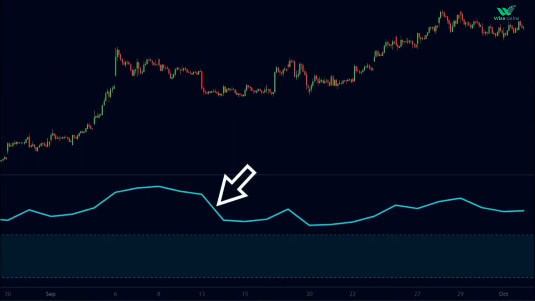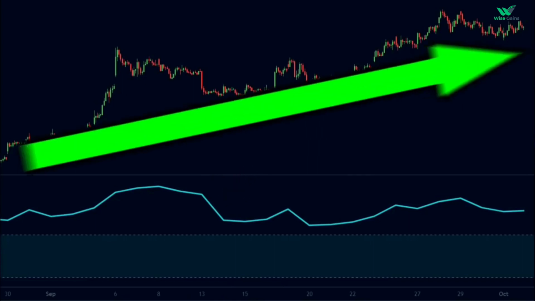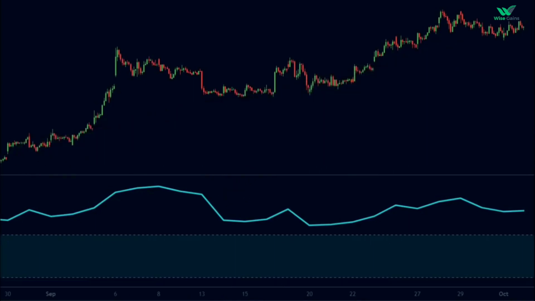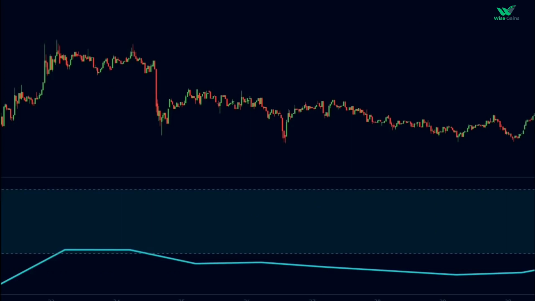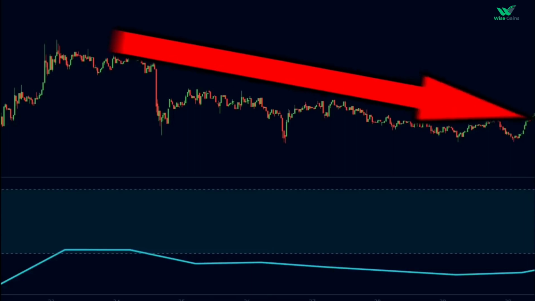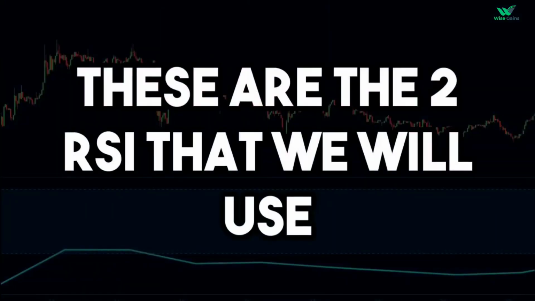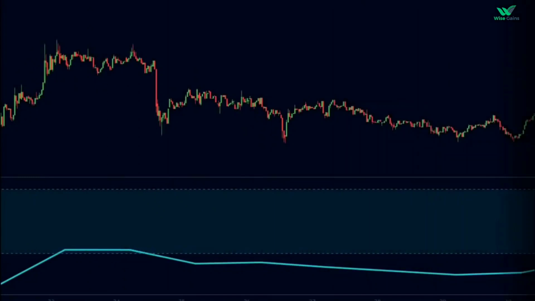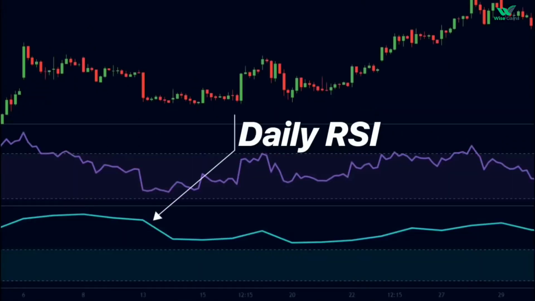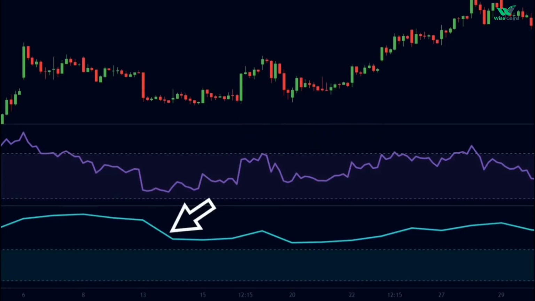When the daily RSI is trading above the 60 level, we will consider the price to be in an uptrend. And when the daily RSI is trading below the 40 level, we will consider the price to be in a downtrend. So these are the 2 RSIs that we will use in our strategy. The RSI used for trend calculation will be called the daily RSI. Its color will be blue. And the regular RSI that is based on the current time frame will be referred to as the RSI. The color of the regular RSI will be purple.